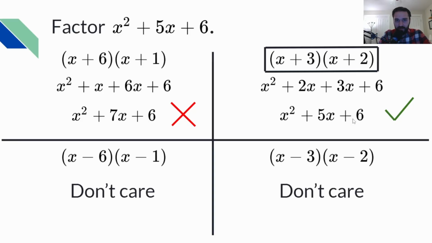All right, let's try another one. We don't care about these other possibilities. We don't need to FOIL those because we already found our answer. That's the beauty of trial and error.